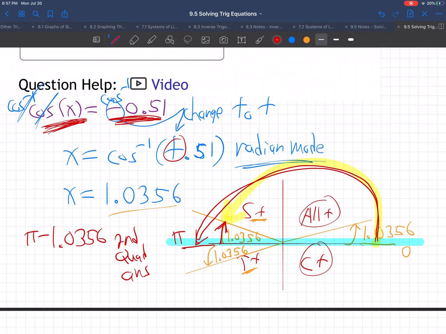So use your calculator, hit the pi button, and subtract 1.0356. I'm getting 2.106. So there we go. There's our second quadrant answer.